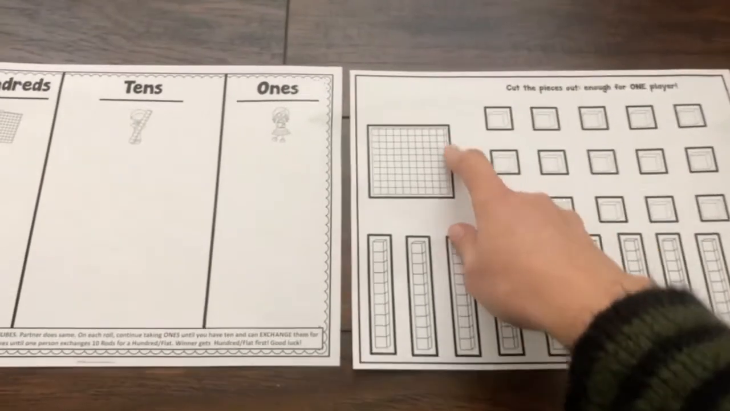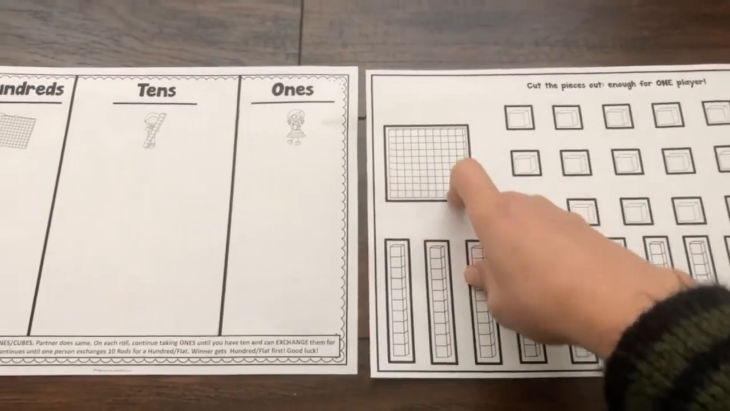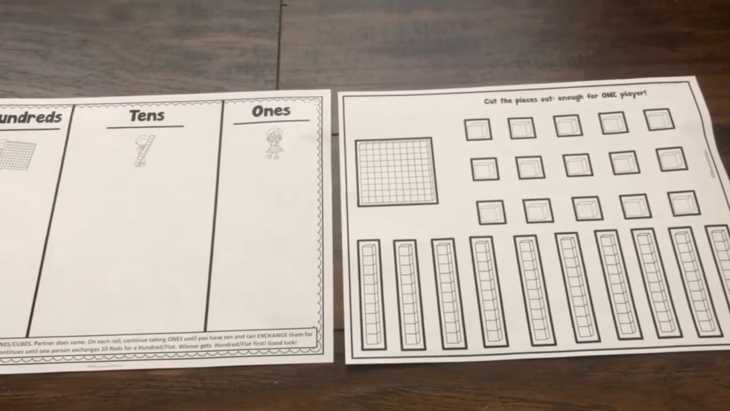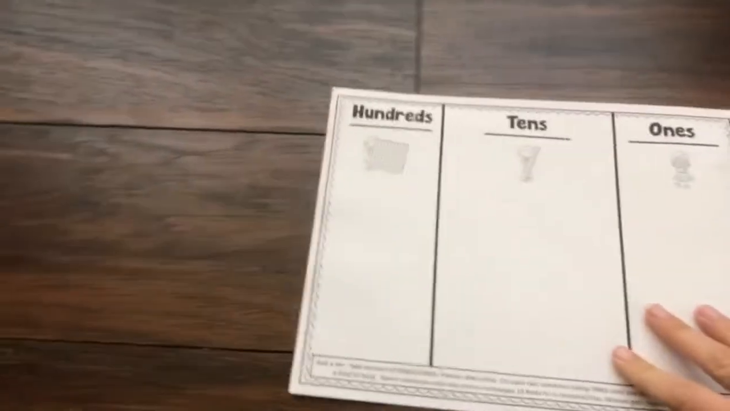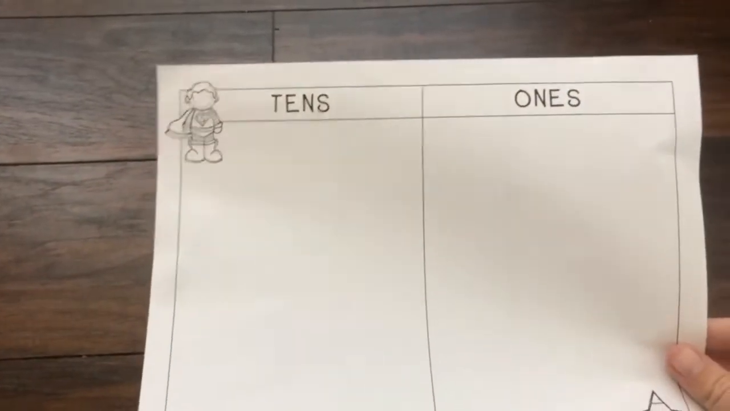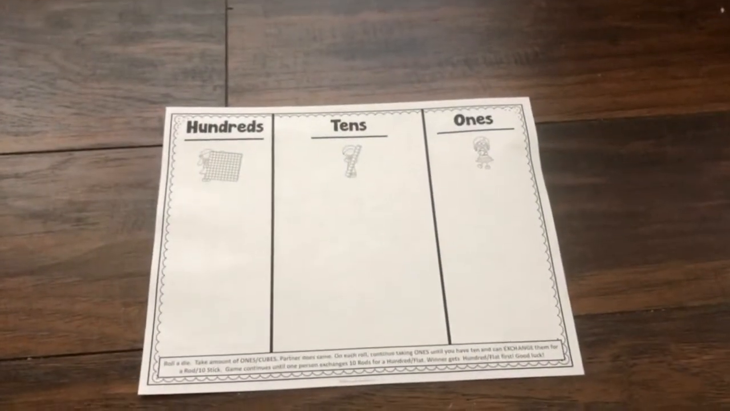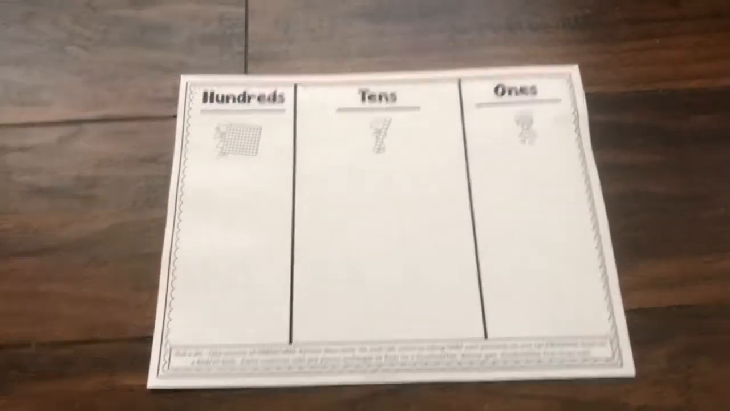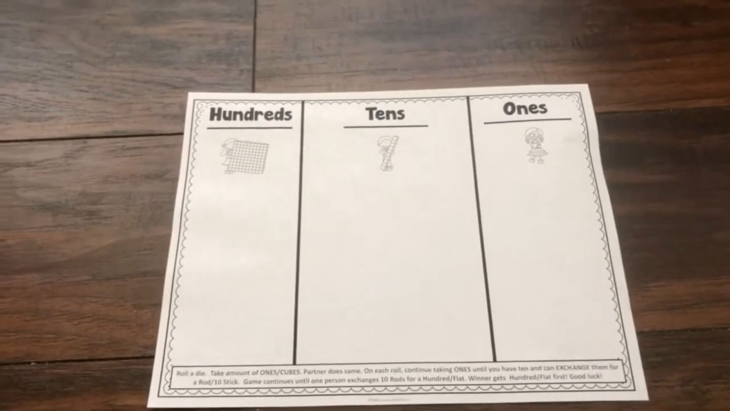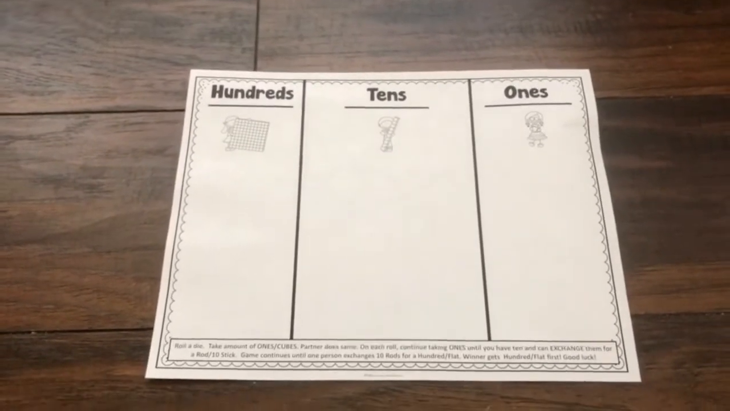And this is your 100s block. This is how you win the game. Okay? Awesome. All right, once you have those all cut out, you can get out this mat, or you can use this one, tens and ones. It's very similar. This one just doesn't have the hundreds column in it. But we are going to try to get to 100 today. So what I need you to do is get out your dice also, okay?